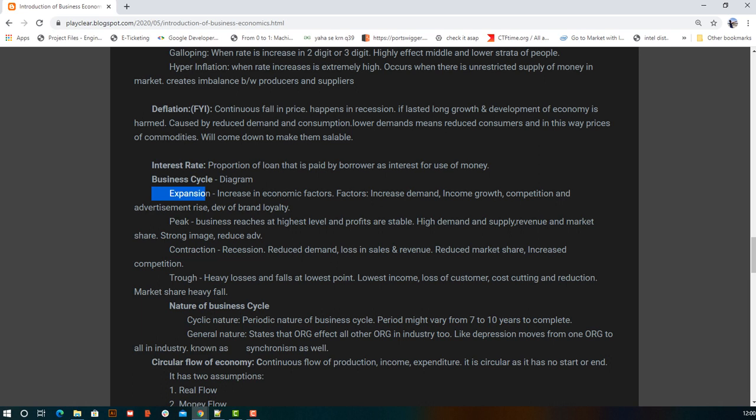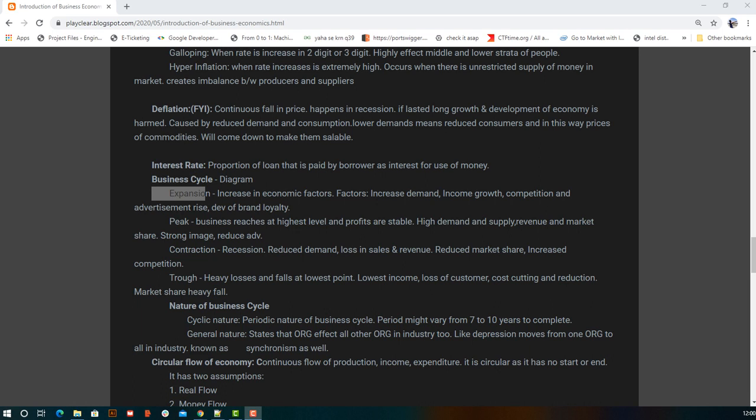Next we have nature of business cycle. One is cyclic nature and the other is general nature. So cyclic nature means the effect which the organization is facing is because of its cyclic nature. Here I can take an example: if something happens today, it will recover, and again it will happen, and again it will recover. So that cycle will go on. It might be in terms of the business cycle's four phases that we have seen. The period again is not specific, so it might vary from 7 to 10 years.